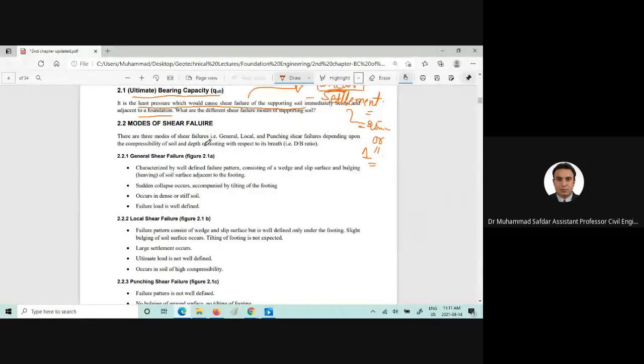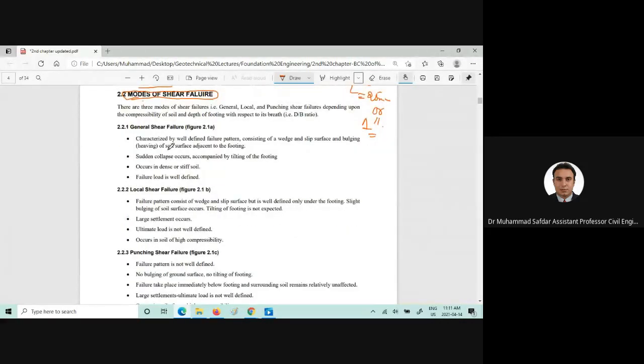Now, there are different modes of shear failure. For example, general shear failure, local shear failure, and punching shear failure.